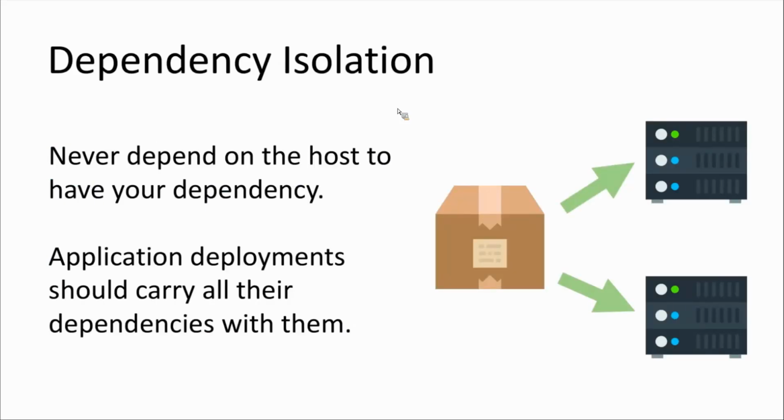What's also important here, though, is dependency isolation. You never want to depend on the host to have that dependency. In this case, it means that I don't want to rely on my EC2 instance to have that dependency. I want to rely on the code itself, which means that I should package it up with the code itself. So I use my bundle install or my gem install, or my pip install or my npm install. But I want to install those requirements as part of the code and not assume that they'll be there as part of the host.